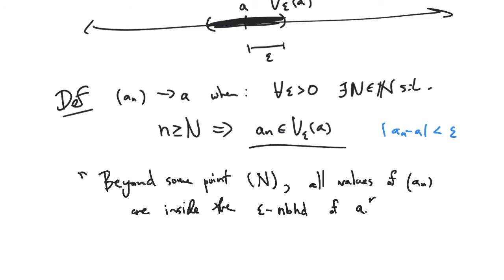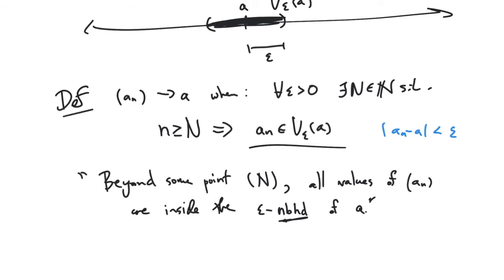In topology, we often abbreviate the word neighborhood because it's such a long word. Beyond some point, all the terms of the sequence are inside the epsilon neighborhood. We're not going to make a big deal out of this topological viewpoint right now, but it's going to be sort of a constant companion throughout the semester, and there are times when we are going to make a much bigger deal out of it. So I thought I would mention that at this point. Any thoughts about that? Questions?